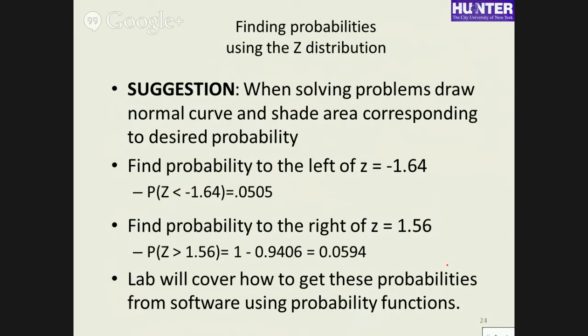Okay, so as I mentioned, my suggestion when you're doing statistical tests, solving problems, go ahead and draw these curves out and shade in the area where you need the probability, especially if you're ever doing one-sided tests. It can be really easy in those cases to look up the wrong value of z if you're not drawing it out.